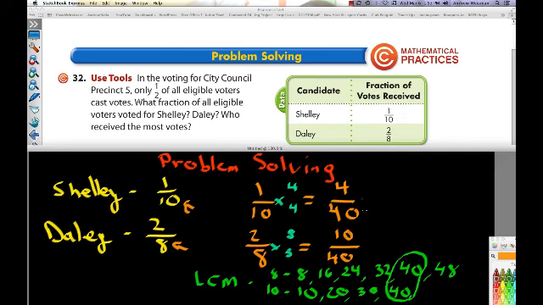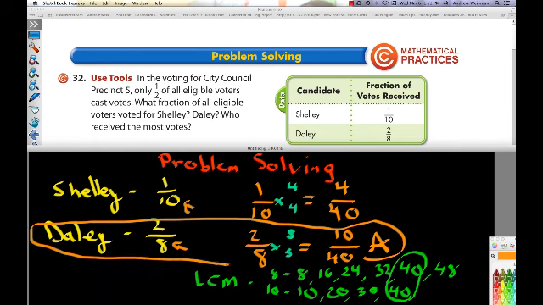So now we can compare these two fractions. We have 4/40ths and we have 10/40ths. Who received the most votes? Well, 10 is greater than 4. So our winner is, in fact, Daly. You can see how we did this all through here. I hope this was helpful to you, and stay tuned for more problem solving.